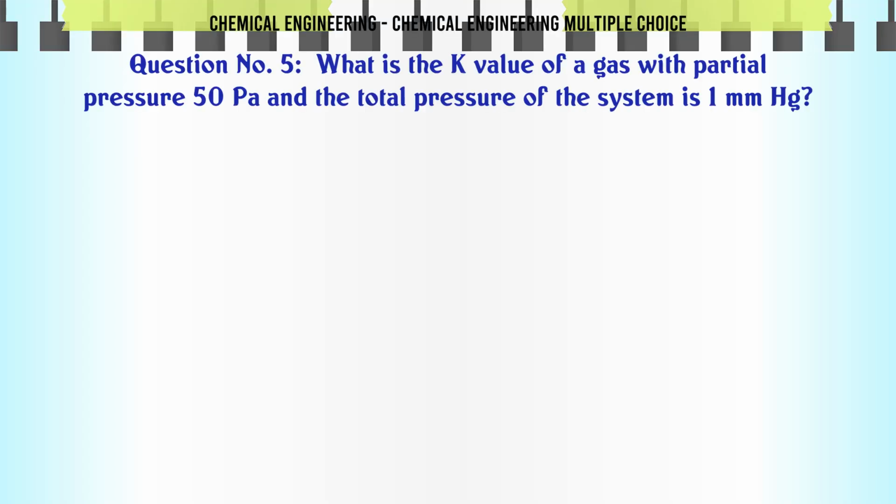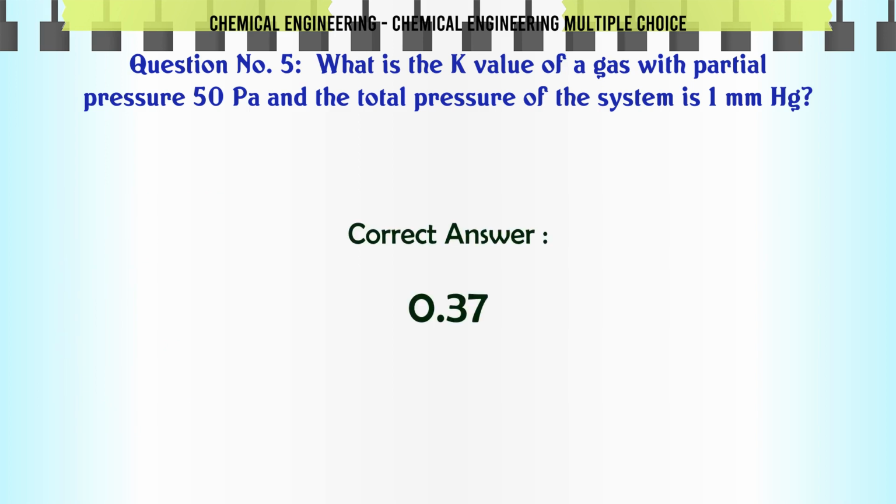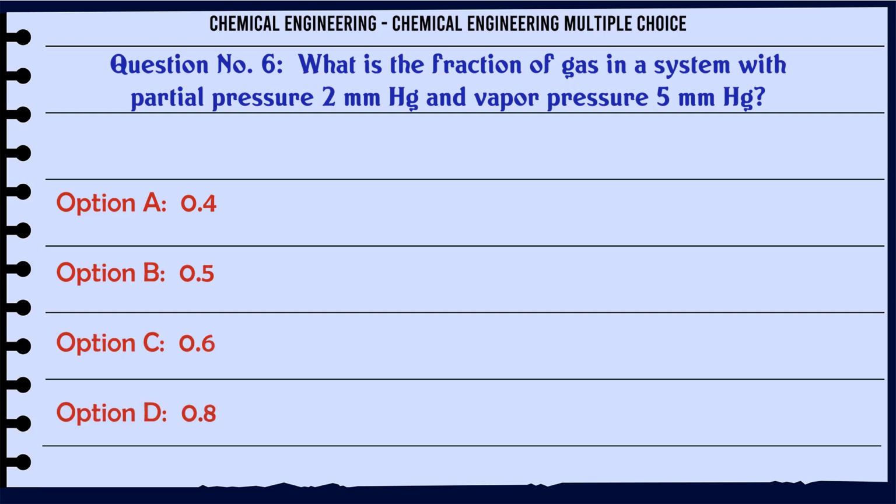What is the K value of a gas with partial pressure 50 Pa and the total pressure of the system is 1 mm Hg? A 0.37, B 0.45, C 0.79, D 0.91. The correct answer is 0.37.